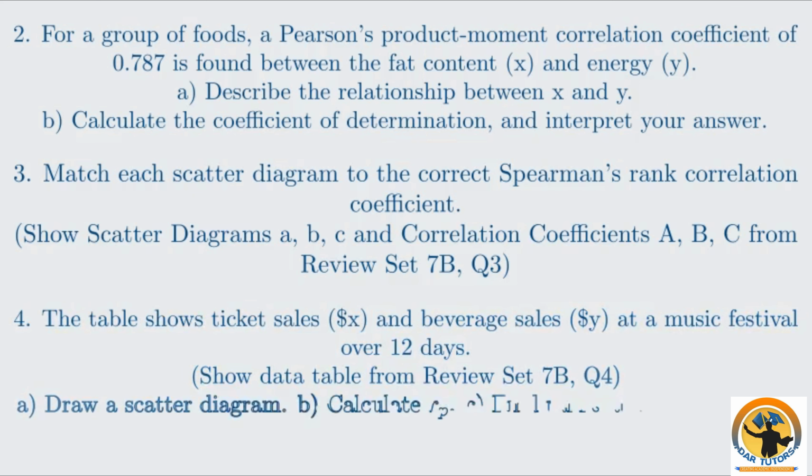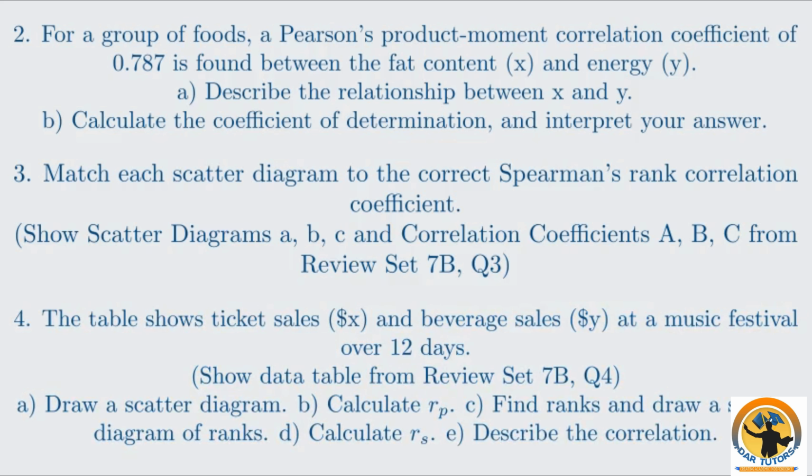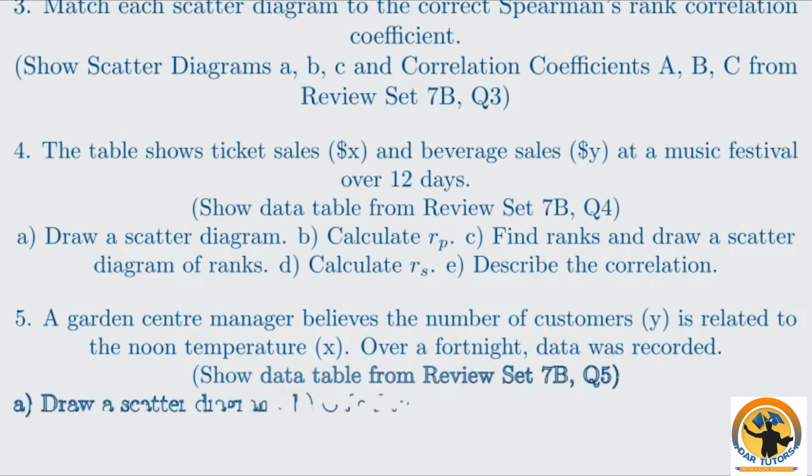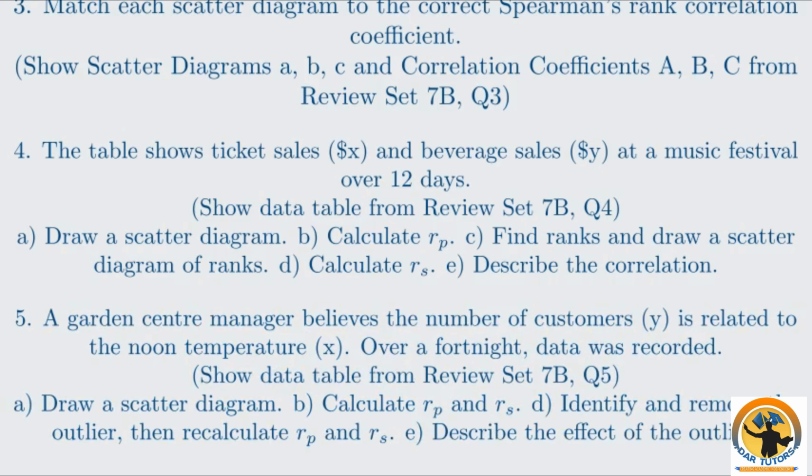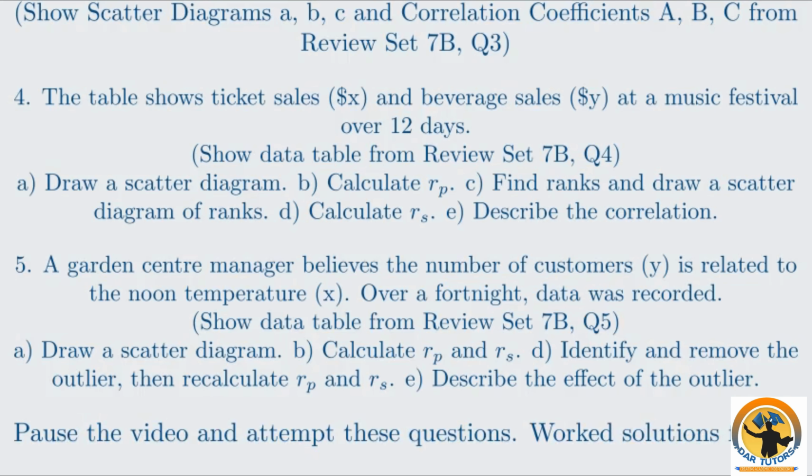Question 4 asks you to analyze a dataset with ties, just like the one we worked through. Practice assigning the average ranks carefully. Question 5 is a classic outlier problem. The key here is to calculate Rp and Rs with and without the outlier and observe the difference. You can pause the video here to work on these questions. Solutions will follow in the next scenes.